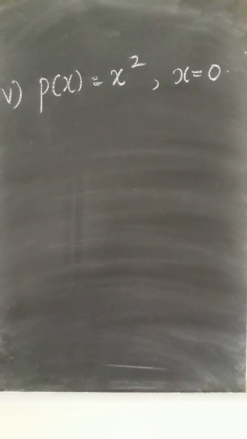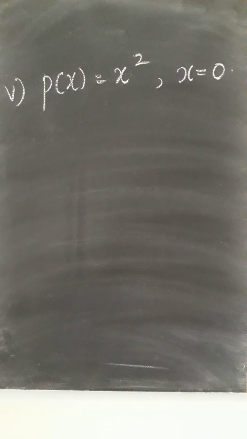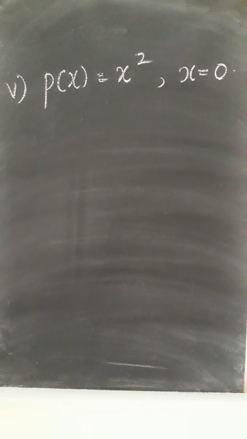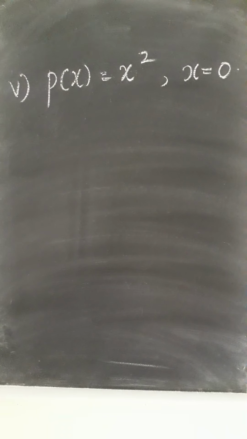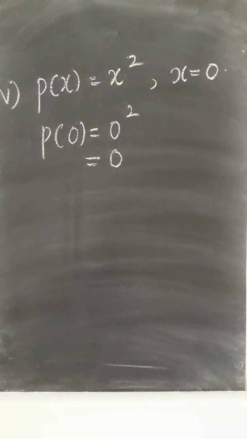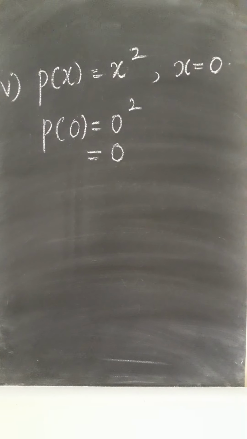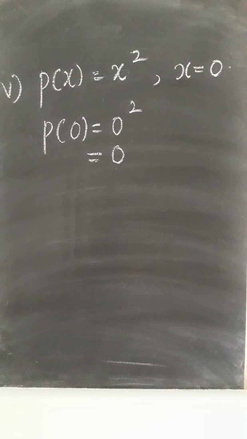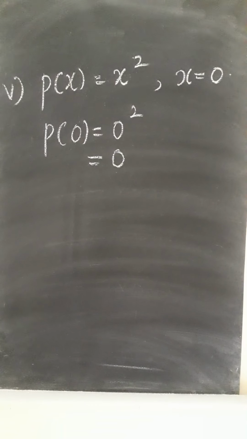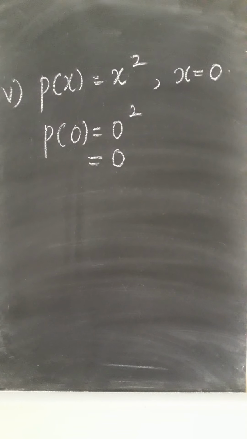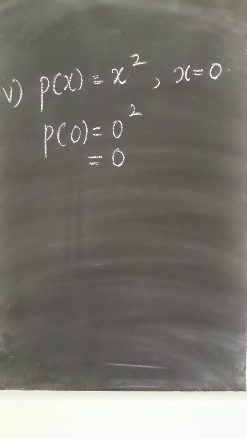Moving to the fifth question, p of x is equal to x square at x is equal to 0. Here you should calculate the value of p of 0. Okay, so what is p of 0? P of 0 is equal to 0 square, that is equal to 0. So what do you observe here? The value of the polynomial when x equal to 0 is equal to 0. So what is the conclusion? X is equal to 0 is a 0 of the polynomial p of x is equal to x square.